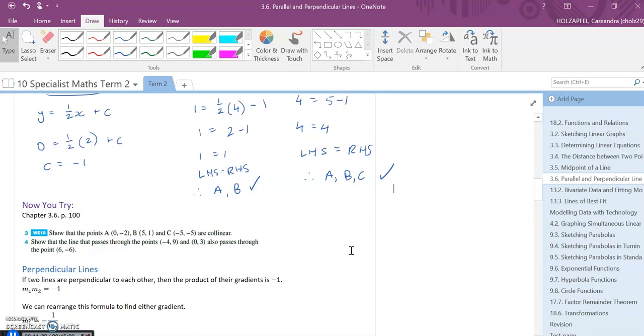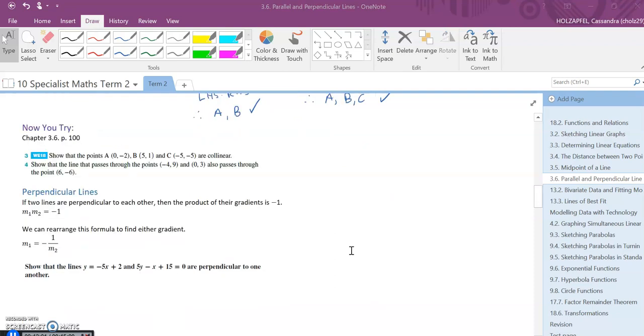So show that the points A, B, and C are collinear using that same method as what I've just done. So find the equation of the line, substitute in values for y and x, and see if they all fall on that same line. And then show that the line that passes through the points (-4, 9) and (0, 3) also passes through the point (6, -6). So again, it'll be using the same method.